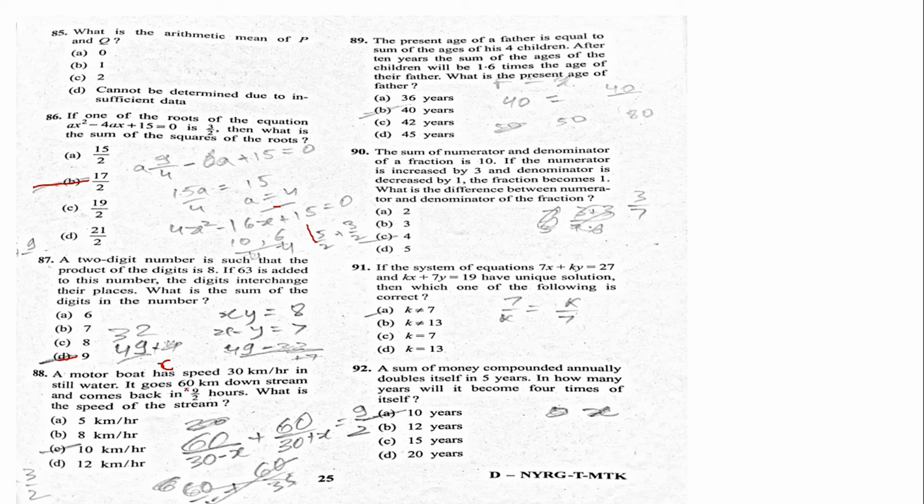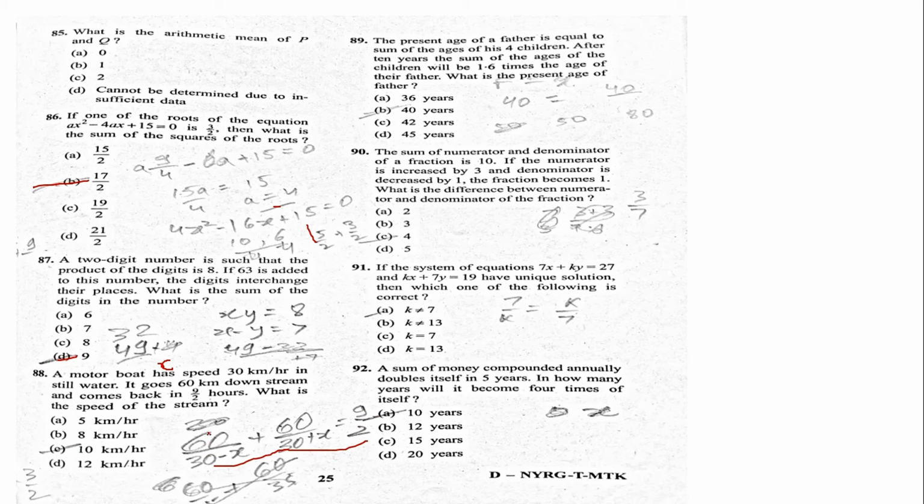And for 88, a motorboat has a speed of 30 km per hour in still water. It goes 60 km downstream and comes back in 9 by 2 hours. So we will not solve the whole problem step by step. We will just put the answer by framing it like this. We have been given the 60 km distance. So 30 minus x and 30 plus x, and 9 by 2 is the total time.